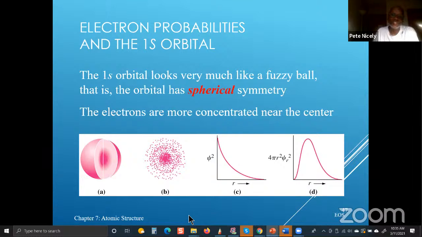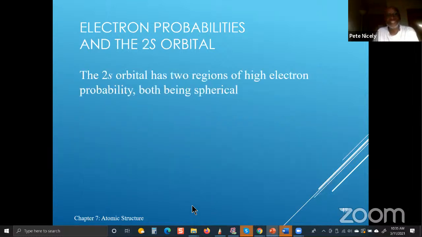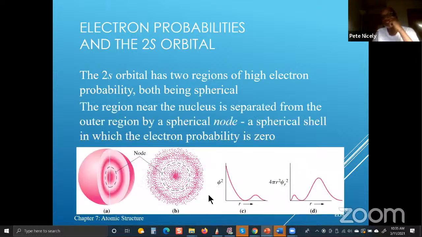And in fact, all s orbitals have a similar shape, but there are differences. To show that difference, I'm going to show you what happens in the case of the 2s orbital, which is spherical in shape. But the difference is that you have a region here called a node. That's where the probability of finding an electron in that region is 0. And that's a consequence of this plot right here. So that's basically the shape of the 2s orbital.